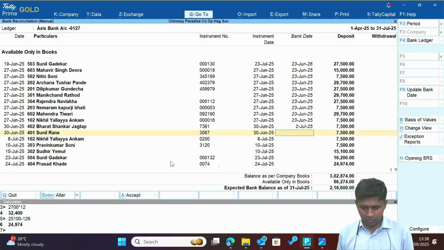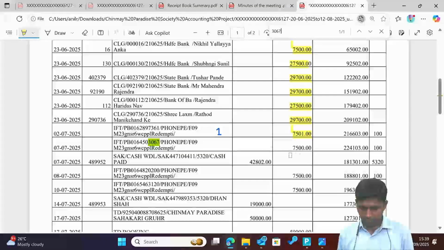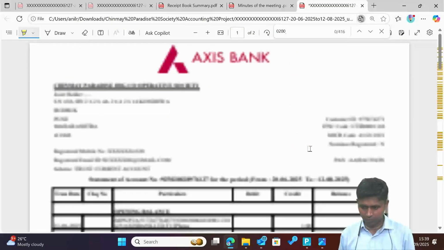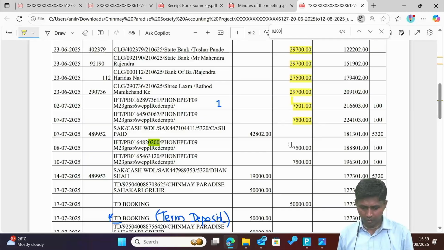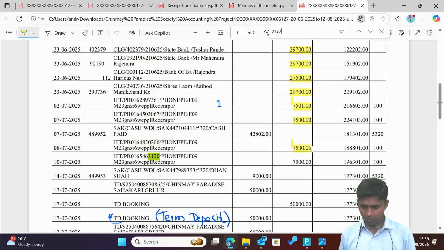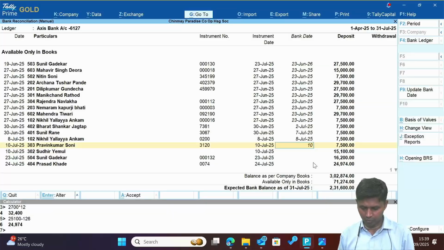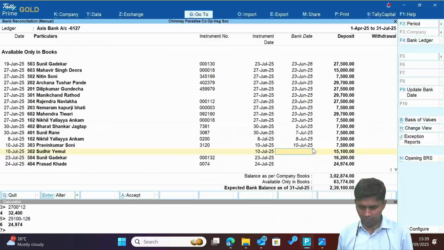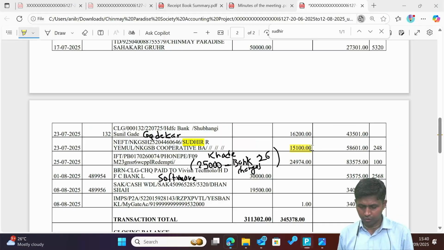Then after this, something 3067. This is PhonePe only, 7th July. Then this is also 0200, PhonePe, on 8th July. After this, 3120, PhonePe 7,500, 10th July. PhonePe 7,000, 10th July. Then next is email, 15,100, 23rd July. Then Gadigar, 00132, this is only 23rd July.